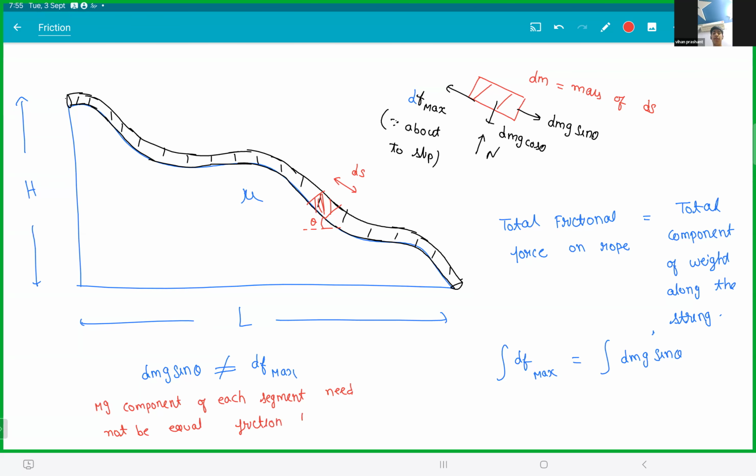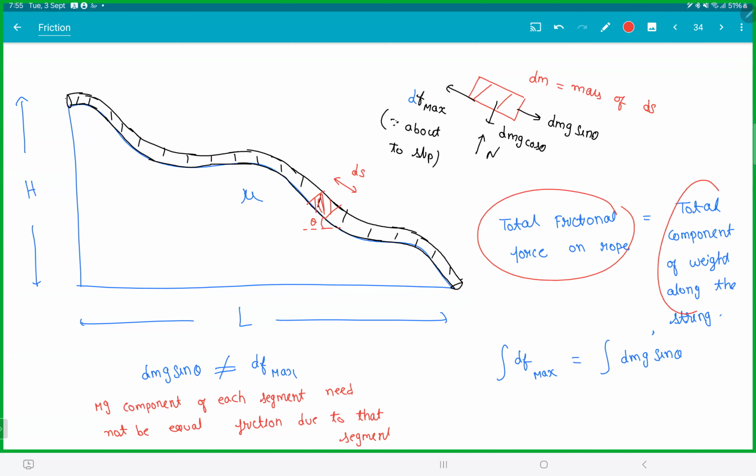So they only need to cancel each other out after adding. It is not necessary that they cancel out, right? Is that making sense, everyone? In this part here, is there anyone pulling the rope? There is no dmg sin theta there, but there is friction. In this part of the rope, there is a big dmg sin theta, but friction is very less. So that's what I said. There is a difference. Total friction is equal to total weight. So you can equate integral with integral. If I don't put the integral, they're not equal. I hope that is making sense.